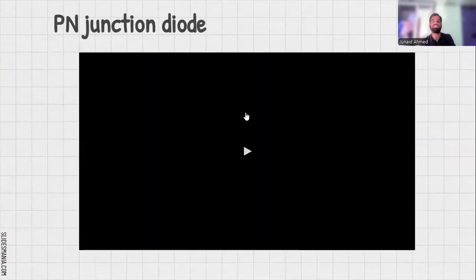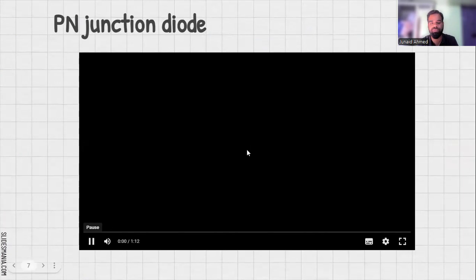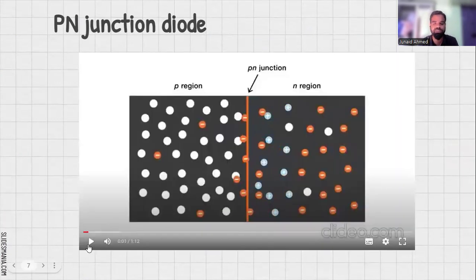The next slide is how the PN junction diode works. I have a video here. Just see it, and you will be able to understand. This is the N region and this is the P region. In the N region, we have an excess of electrons as majority charge carriers. In the P region, holes are majority charge carriers.